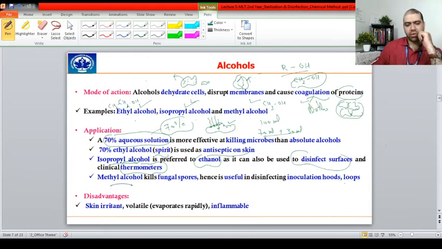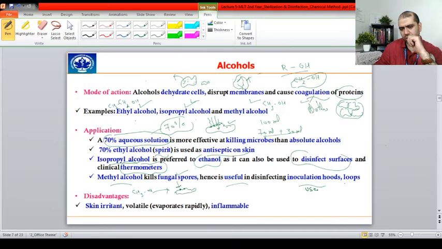Now another kind of alcohol is methyl alcohol, that is CH3OH. It particularly kills fungal spores. For example, if you have a fungus growing on the skin and it forms spore-like structures, methyl alcohol can kill those. Hence it's very useful for disinfecting inoculation hoods, where inoculation means where you are using microorganisms.